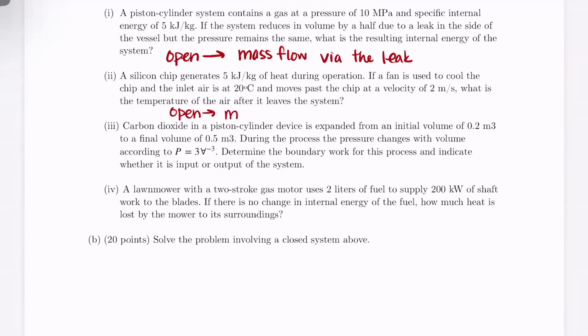Yeah, so we have mass flow. So air moves in and out of the system.